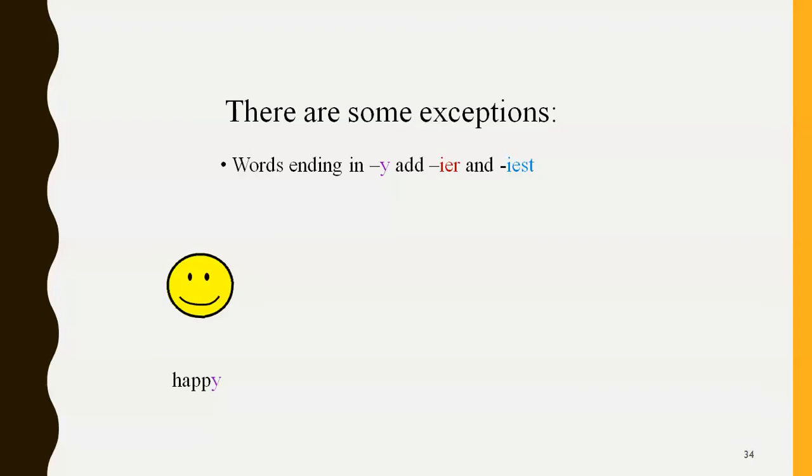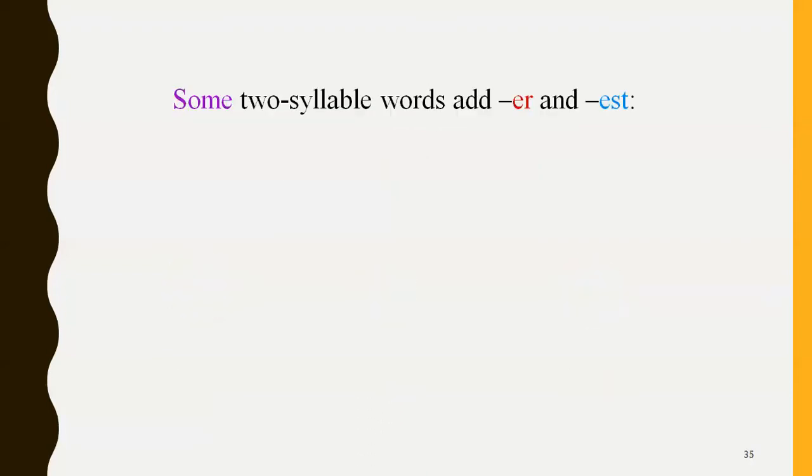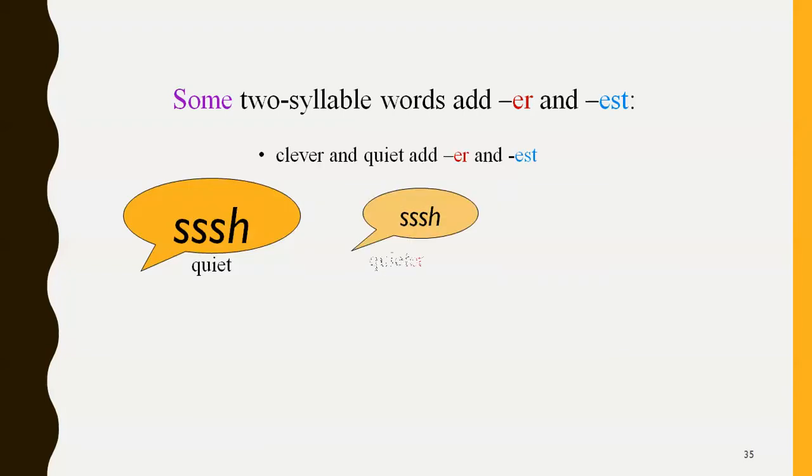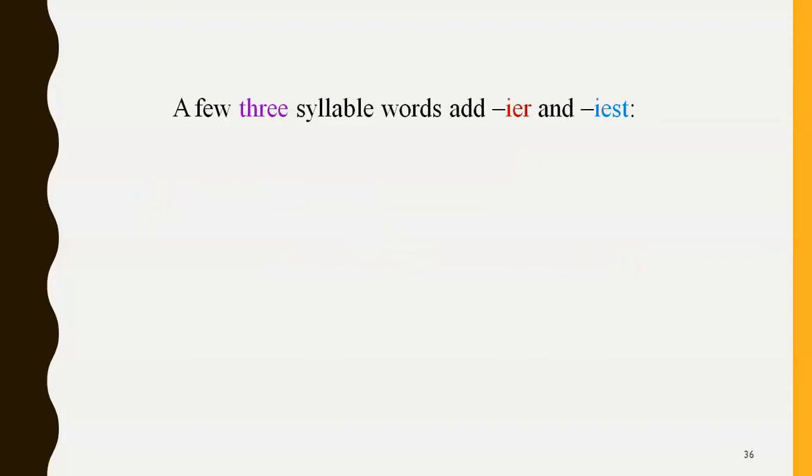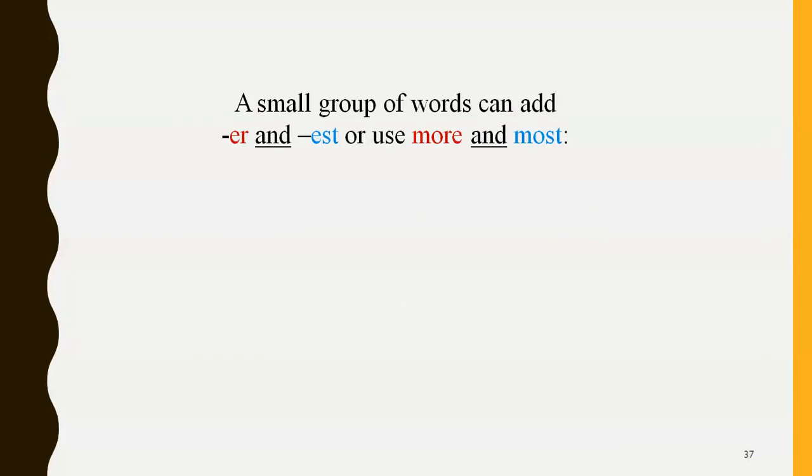There are some exceptions. These exceptions are for words like happy, happier, and the happiest. I have two, clever, quiet, quieter, quietest, and clever, cleverer, cleverest. For three syllables, also we have IER: unhappy, unhappier, unhappiest, unlucky, unluckier, unluckiest.